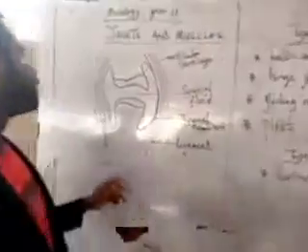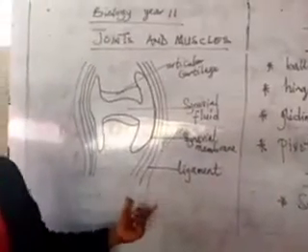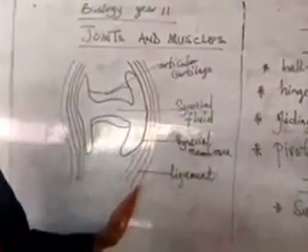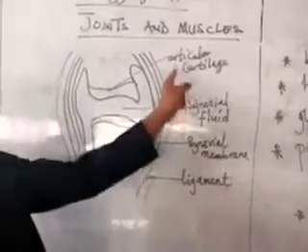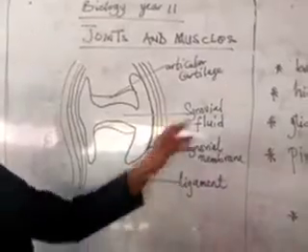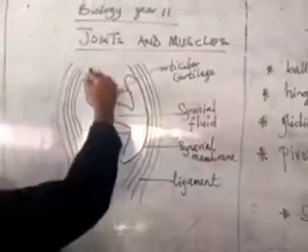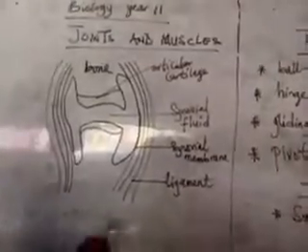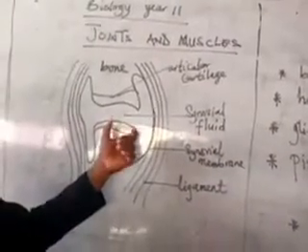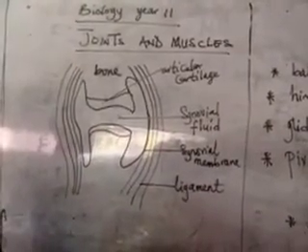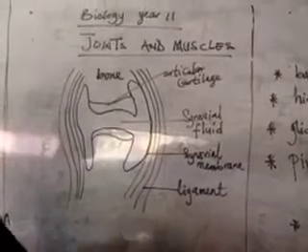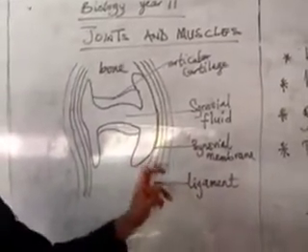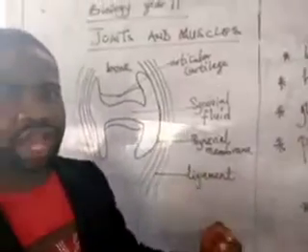Now, on the board, we have the diagram of a joint, and if you look at it very well, it shows the parts that are found in a joint. We have the articular cartilage, where an adjacent bone can be fixed. Then we also have the synovial fluid, which helps to lubricate the two bones that are attached together. That's the function of synovial fluid. The synovial membrane helps to secrete the synovial fluid.